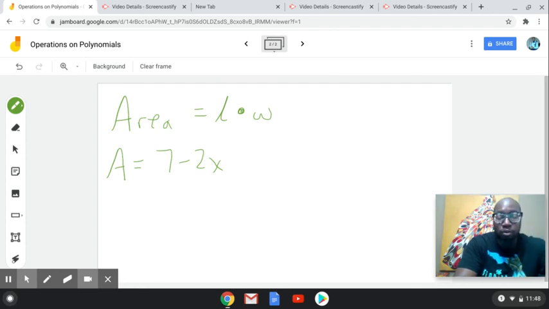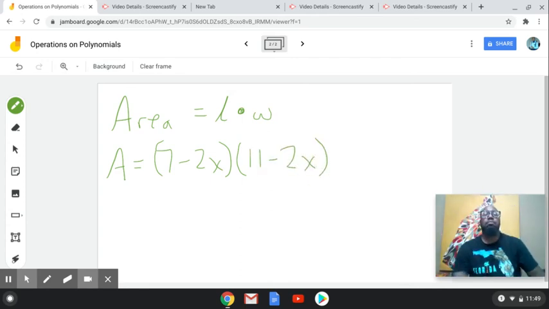Now, since this is a quantity, a binomial, when we do multiplication, we've got to put this in a group. So maybe I put that in parentheses, okay? The parentheses represent multiplication. So this is going to be multiplied by the width, which was 11 minus 2x as well. And this is how you find the area of the actual garden itself.